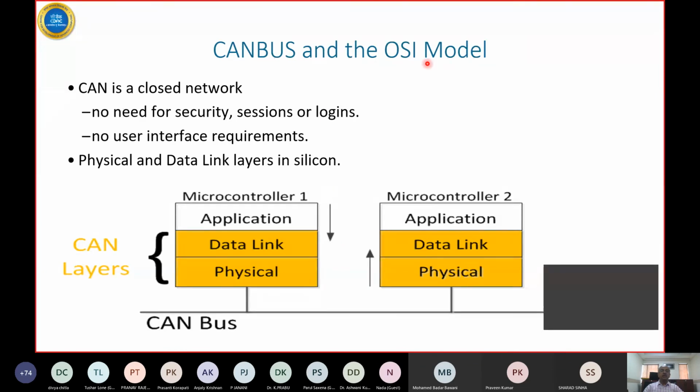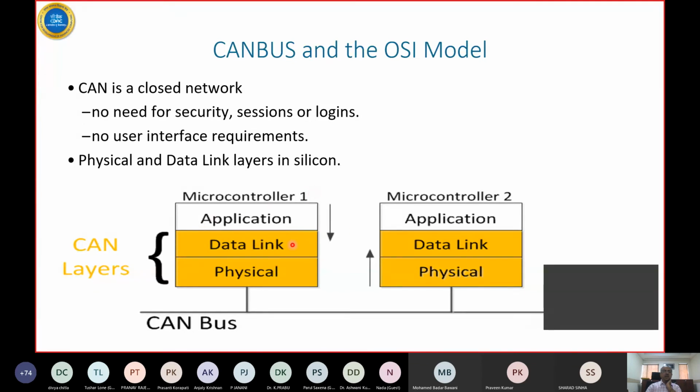So it's like this. If you look at the OSI model, then it's a closed network. Okay, it's not like Ethernet. So there is nothing like security sessions or logins, which exist in an OSI model, wherein you start with a presentation layer, and all those layers are not required. No user interface requirements. But what is important is nodes should be able to exchange information with minimal fuss. That is what is there.